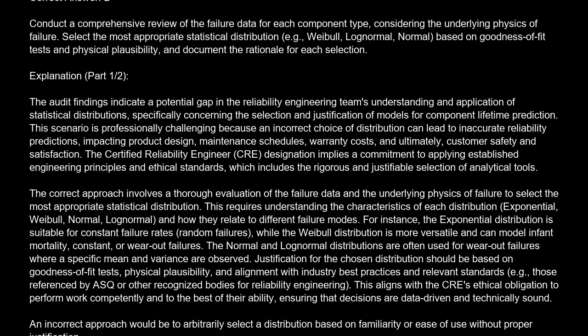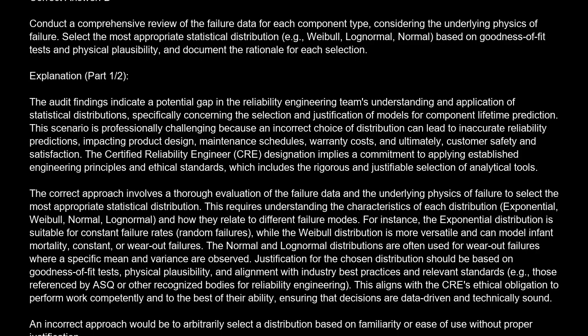The correct approach involves a thorough evaluation of the failure data and the underlying physics of failure to select the most appropriate statistical distribution. This requires understanding the characteristics of each distribution, exponential, Weibull, normal, log normal, and how they relate to different failure modes. For instance, the exponential distribution is suitable for constant failure rates, random failures, while the Weibull distribution is more versatile and can model infant mortality, constant or wear-out failures. The normal and log-normal distributions are often used for wear-out failures where a specific mean and variance are observed.